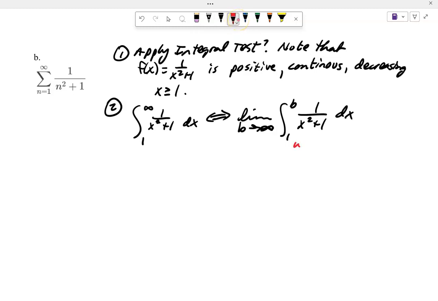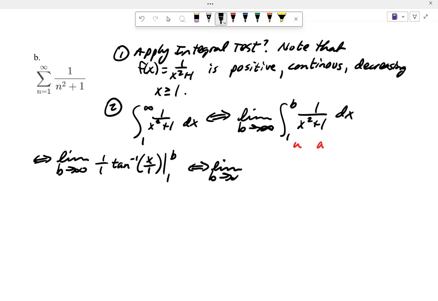So this will be our u. That's our u squared. That'll be our a. So a is 1 squared, right? And so this will end up being the limit as b goes to infinity of 1 over a arctangent of u over a from 1 to b. So we've got the limit as b goes to infinity of arctangent of b minus the arctangent of 1. I run this to infinity.